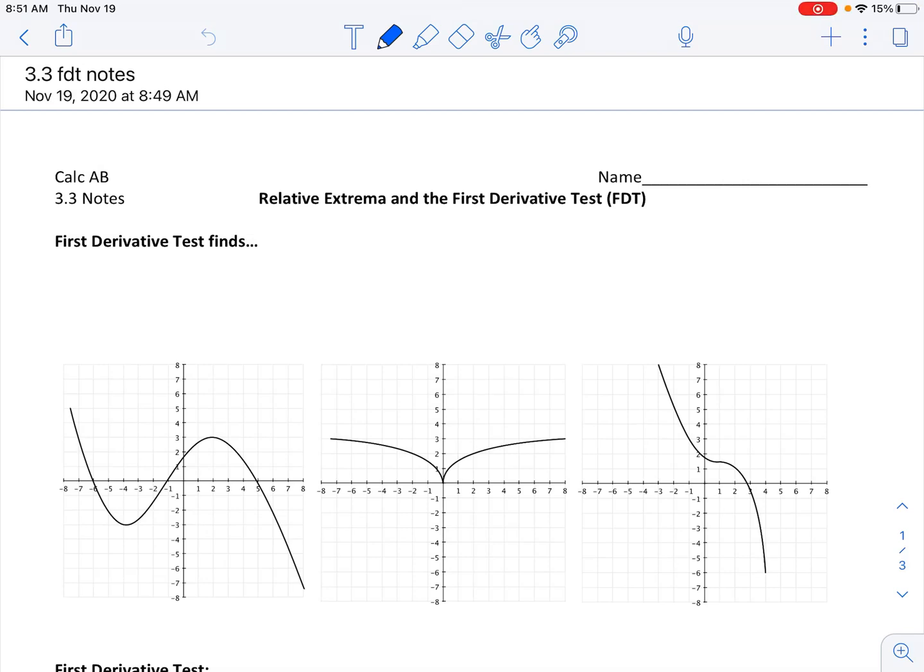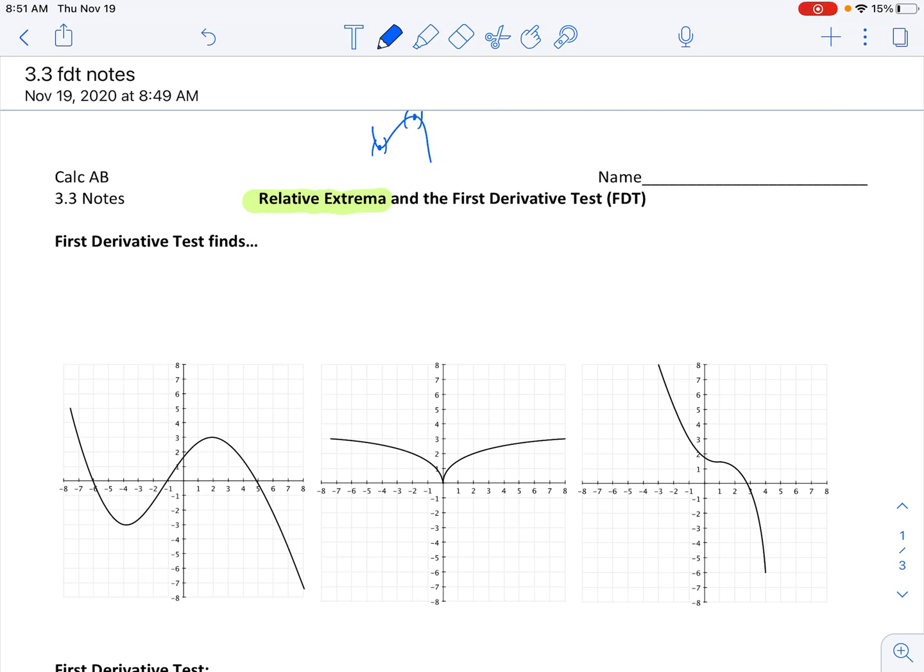Alrighty, we are still in section 3.3. This is our first attempt to use what we know about derivatives to tell us about the extrema of a function. So remember the difference between the kinds of extrema that exist. There are relative extrema and then there are the global extrema. When we're talking about relative extrema, remember we're talking about a low point or a high point in a tiny little window around that function, okay?